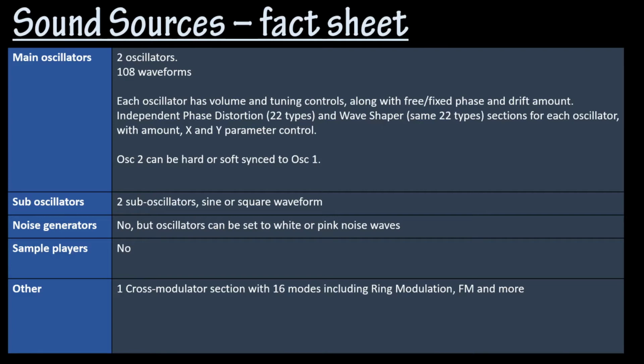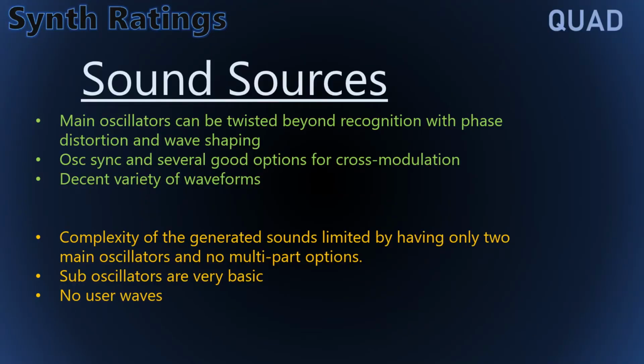And that's all there is to the oscillator section. Let's find out how it scores. So, rating the sound sources, we find that the main oscillators can really be twisted beyond all recognition with phase distortion and wave shaping, which is always a good thing. You have several good options for cross modulation between the oscillators as well, which is super interesting. And you have a decent variety of waveforms to begin with.